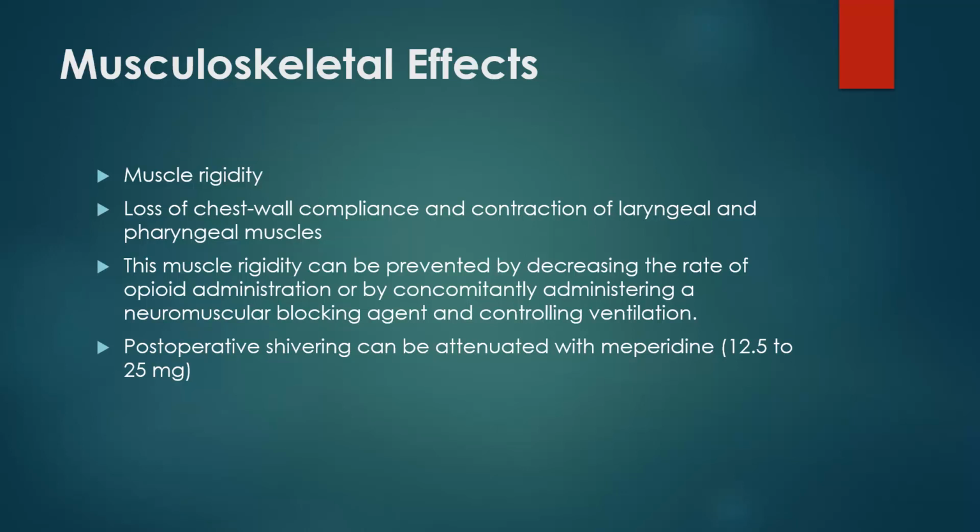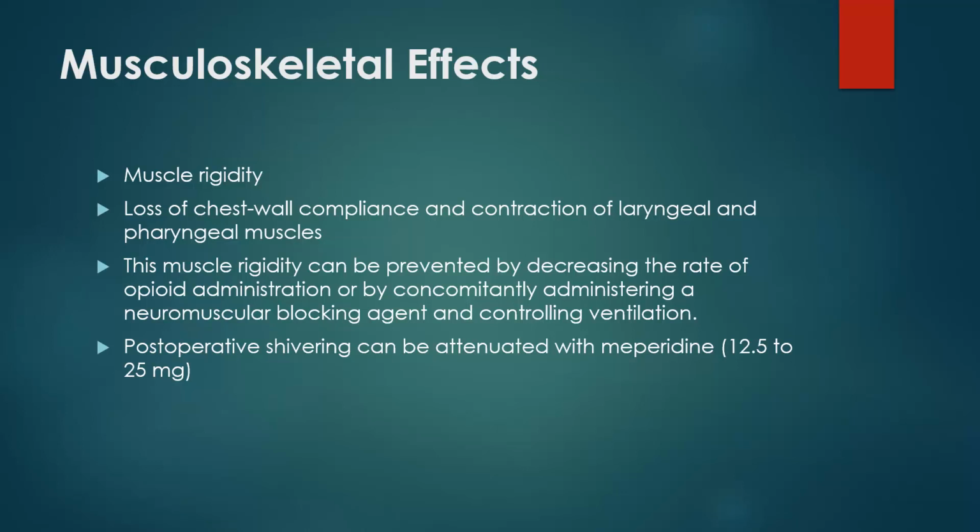Opioids can produce generalized skeletal muscle rigidity, and this is more pronounced with the more potent opioids like fentanyl, sufentanil, and remifentanil. Loss of chest wall compliance and contraction of laryngeal and pharyngeal muscles can be severe to the point that it can get really hard ventilating these patients. In fact, I saw one of these when we were inadvertently overdosing the patient on remifentanil, so we couldn't ventilate the patient.